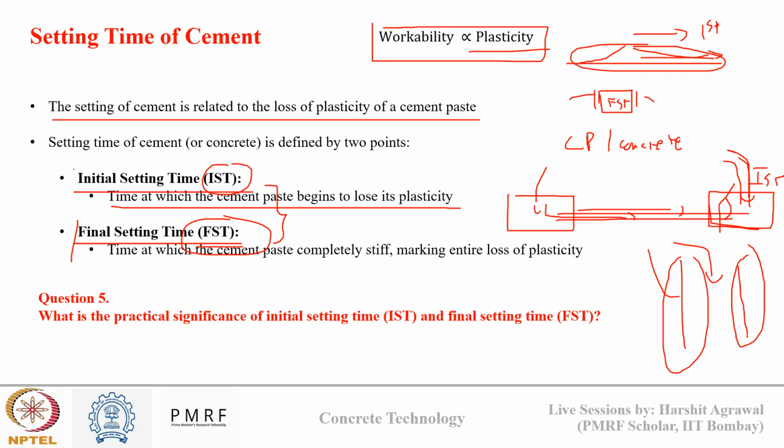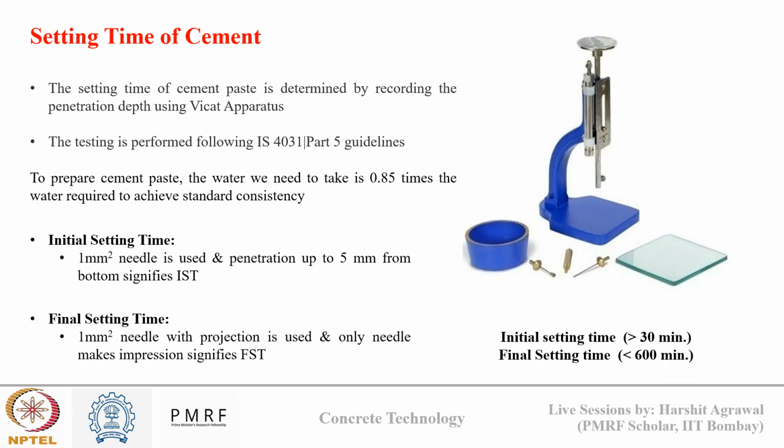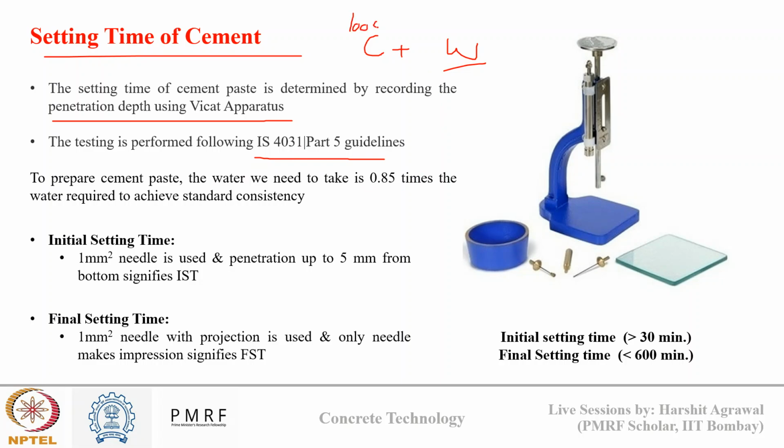Okay. Now, how do we determine setting time of cement in the laboratory? So again, we'll be measuring the penetration depth using the Vicat apparatus, like how we did in the standard consistency. And this test of setting time of cement is performed as per IS 4031 Part 5 guideline. So we'll take cement and we'll take water. How much water will we take? So the code says you need to take 0.85 times the standard consistency. Suppose you are taking 100 grams of cement, and for standard consistency you got 30% water. So 0.85 times 30% water you need to take for setting time of cement.